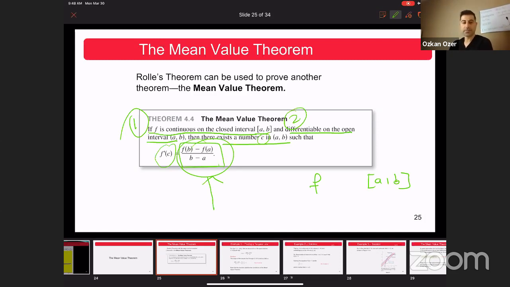Who's going to tell me? What does that represent geometrically? Anyone? Well, there's no limit here to start with, right? It's just a ratio of two numbers. One is f of b minus f of a, and the other one is b minus a. So what did we call this ratio earlier? Again, no limit going on at this moment, so just think of it that way.